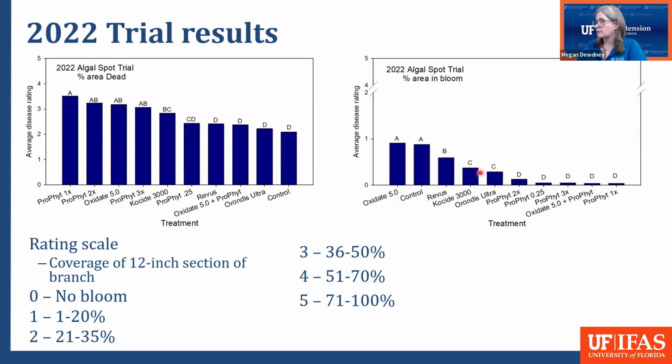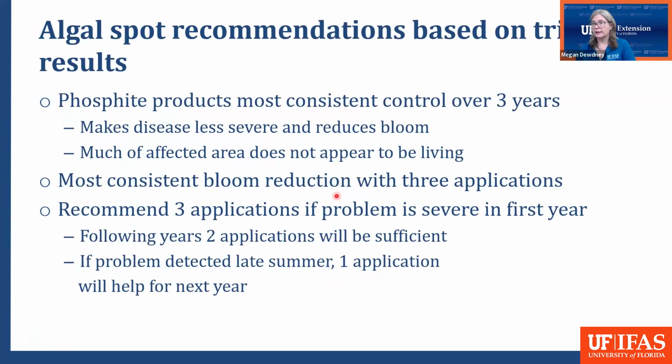Revus and Orondis, they did something, but they didn't do as much as I would have wanted for putting it out, unless you had some other Phytophthora problem. So, recommendations based on my trial results. The phosphate products were the most consistent control over 3 years.